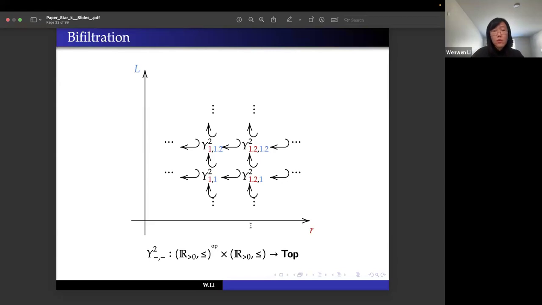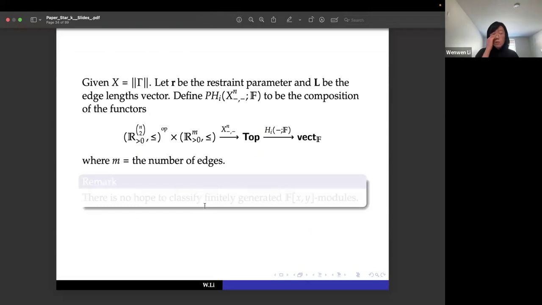Okay, so this can be generalized for metric graphs. Let X be a metric graph, and let R be a restraint parameter, and L be the edge length vector. Then we can define the nth persistent homology of this multi-filtration to be the composition of the following functors. The first functor is the nth configuration space of metric graphs with those 2 parameters. Then if we post-compose with the homology functor with field coefficients, we get the nth persistent homology functor of this multi-filtration. Here, M is the cardinality of the edge set of this graph, gamma.